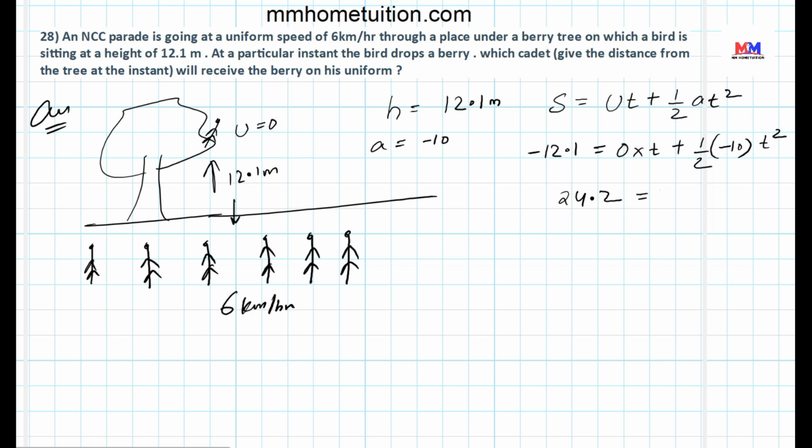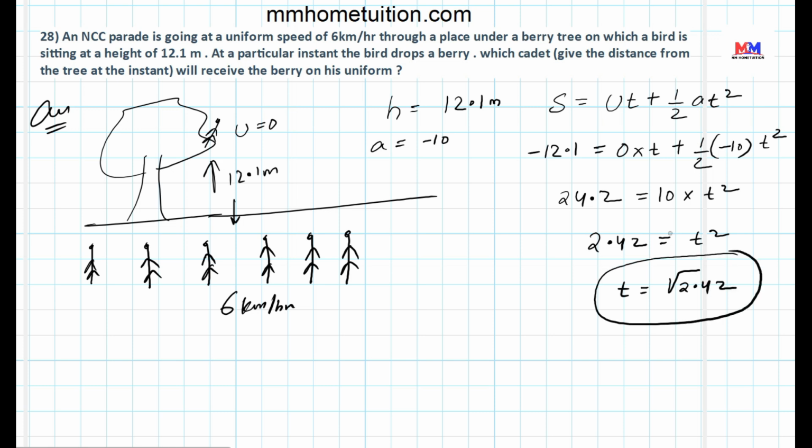After solving this, 24.2 equals 10 into t squared. So 2.42 equals t squared. T equals how much? T equals root over 2.42. So the time at which it will strike the ground, t equals root over 2.42.